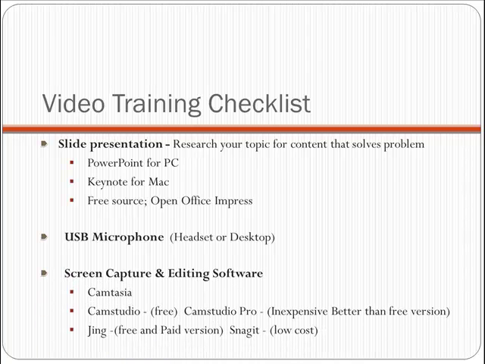You're going to need screen capture or editing software so you can record your training, so record your screen. I recommend, again, Camtasia. Cam Studio is free. Cam Studio Pro, if you're not going to go with Camtasia, I would go with Cam Studio Pro. It's inexpensive and better than the free version. You can go with Jing. They've got a free and a paid version. Again, especially with the free one, you're going to be very limited in what you can do. I prefer Camtasia over them.